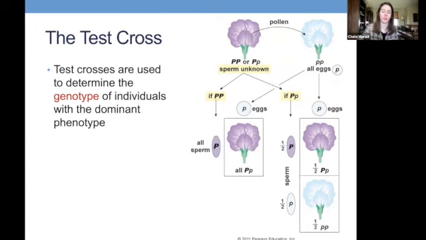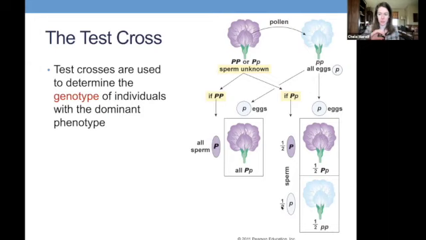If we have a parent who is purple, but we don't know if they are big P, big P or big P, little p, we can test cross them with a homozygous recessive individual. And just by looking at their offspring, we can figure out whether that parent was big P, big P, or big P, little p. If they're big P, big P, you're going to get all purple flowers in the F1 generation, their offspring as a result of that cross. If this parent was big P, little p, and you cross them with a little p white flower, half of the offspring will be purple and half of them will be white.